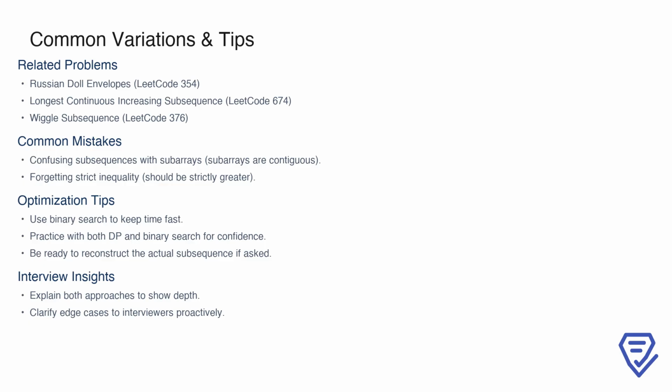Common pitfalls include mixing up subsequences and subarrays or not paying attention to strictly increasing requirements. To optimize, leverage binary search within the sequence array, and practice dynamic programming to solidify understanding. In interviews, always be ready to explain both O(n squared) and O(n log n) avenues and proactively handle edge cases. Sometimes you may be asked to print or reconstruct the actual subsequence. Be prepared with a plan. By mastering these skills, you'll approach technical interviews with confidence, ready to handle a wide variety of dynamic programming challenges.